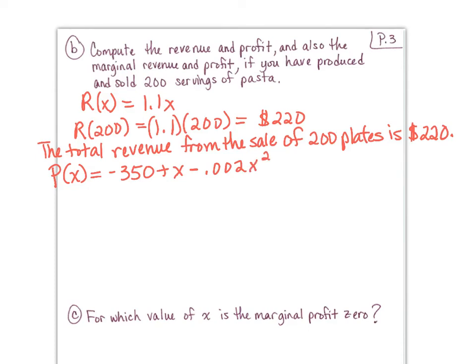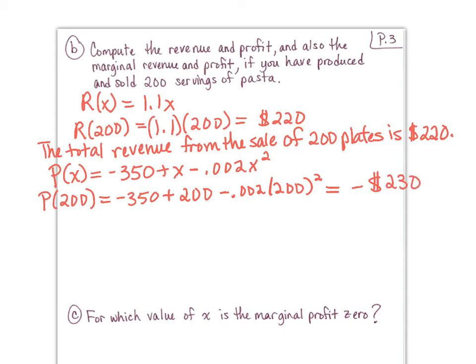So that was our profit, right? Now we need to find P of 200. We did a lot of the legwork in part A, and now we're just applying what we found in A to this. So P of 200 would be equal to negative 350 plus 200 minus 0.002 times the quantity 200 squared. And what do you get when you simplify all of that? Negative 230. So what happens here? The society is going to lose money. They're going to lose $230 from the sale of 200 plates.